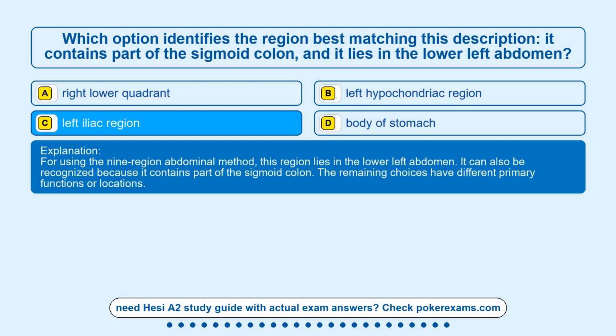For using the 9-region abdominal method, this region lies in the lower left abdomen. It can also be recognized because it contains part of the sigmoid colon. The remaining choices have different primary functions or locations.